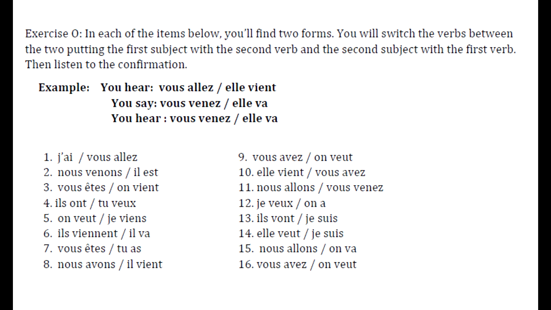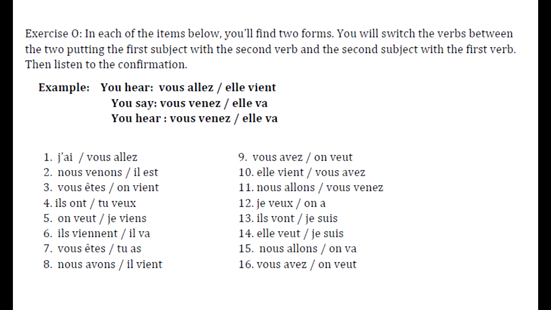6. Ils viennent, il va. Ils vont, il vient. 7. Vous êtes, tu as. Vous avez, tu es. 8. Nous avons, il vient. Nous venons, il a. 9. Vous avez, on veut. Vous voulez, on a. 10. Elle vient, vous avez. Elle a, vous venez.